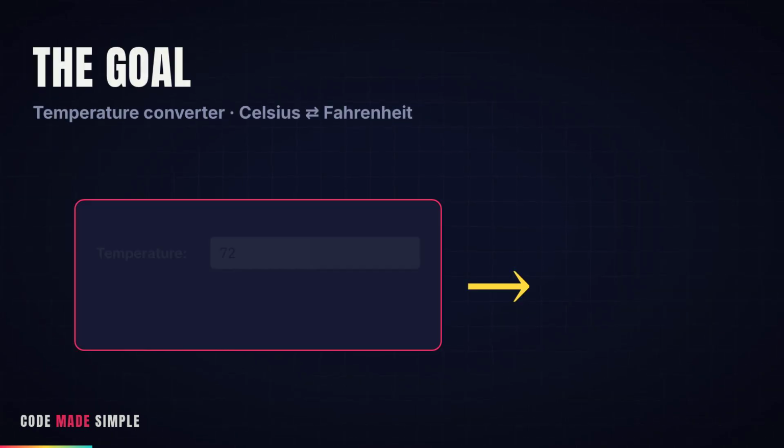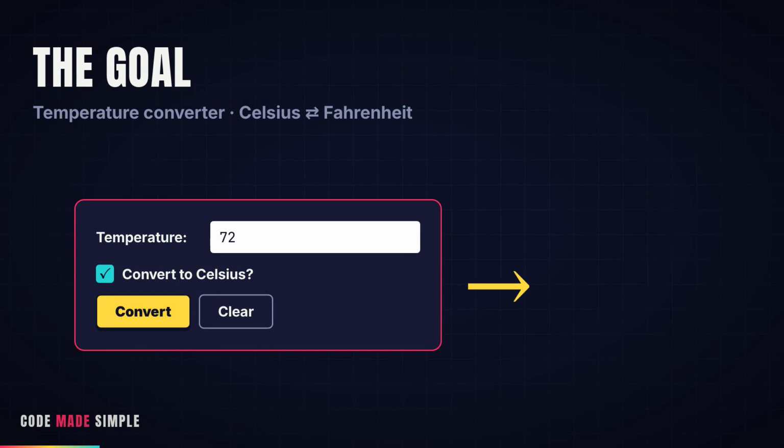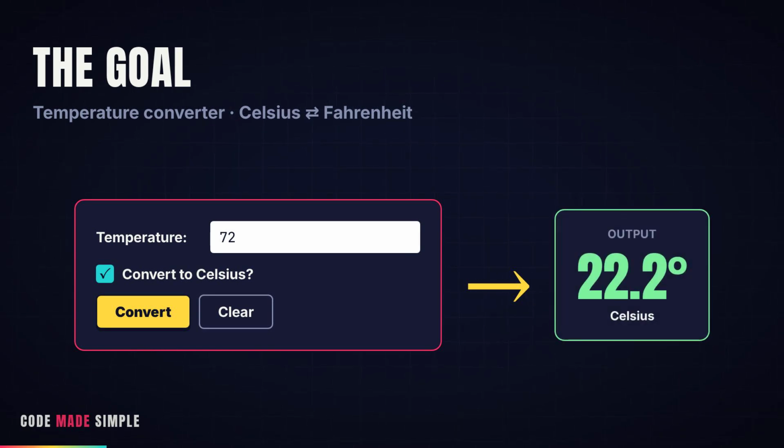Here's what we're building. A temperature converter. User types a number, ticks a box, hits convert. Boom. Celsius or Fahrenheit. One form, 4 pieces of JavaScript.